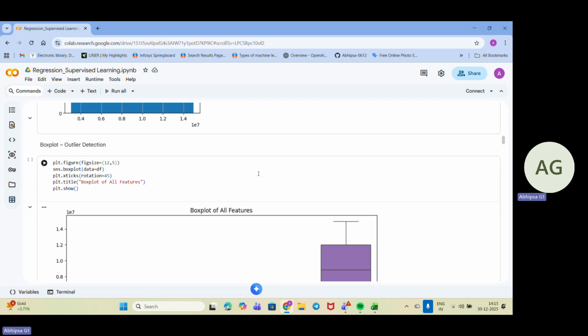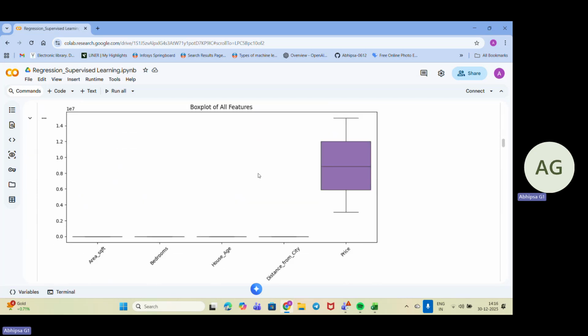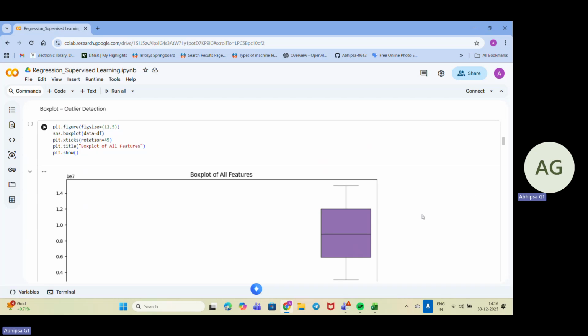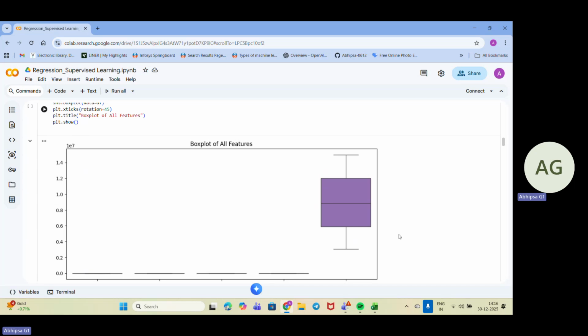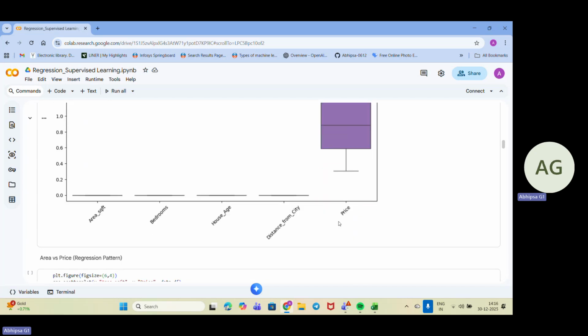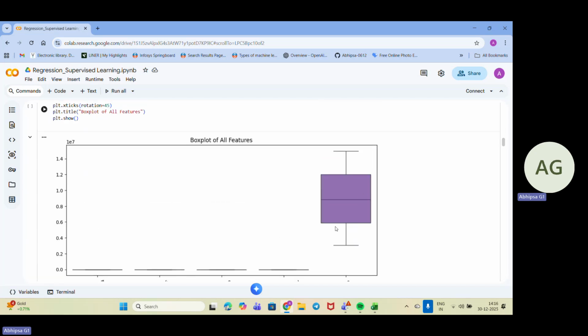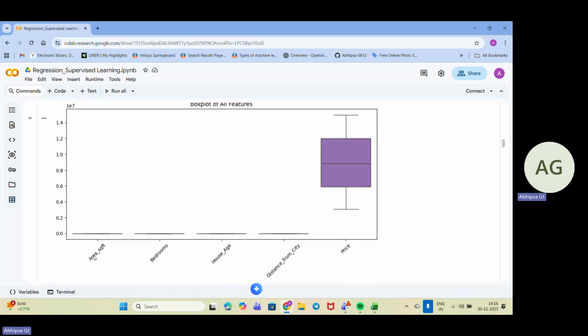Now I need to detect the outliers. For that, I am plotting the box plot. Here we can see that for the area in square feet there are no major outliers. These are the values for price, which is a bit higher, and that is why we are getting the values in this form. But in the case of square feet, bedrooms, house age, and the distance from the city, the values are quite a bit less compared to the price.